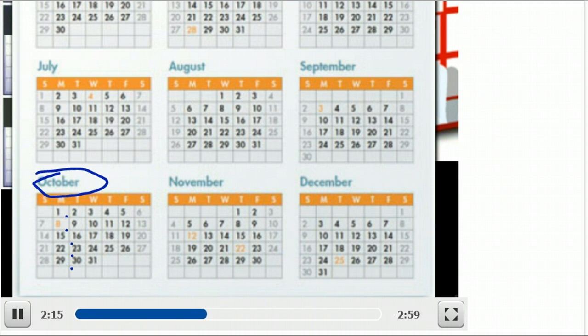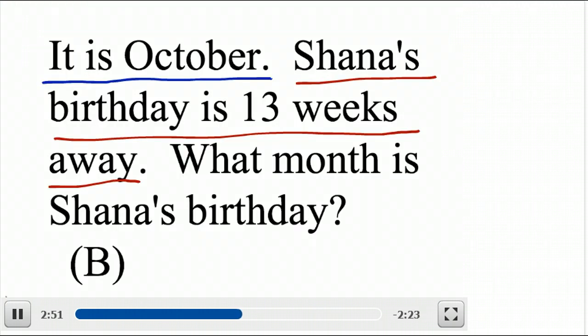So then we're at, make sure, 1, 2, 3, 4. This is our 5th week, 6th week, 7th week, 8th week. Then we go over to December, 9th week, 10th week, 11th week, 12th week, 13th week. So if we started with October 1st, 13 weeks later it would be December 31st. So the month would be December. So let's put that for our first answer.